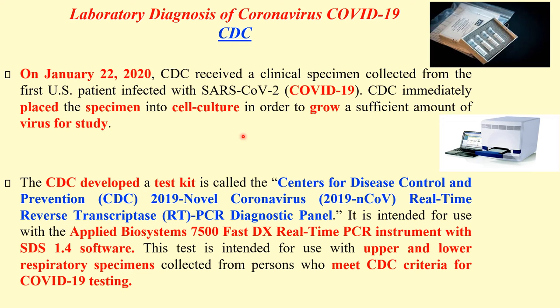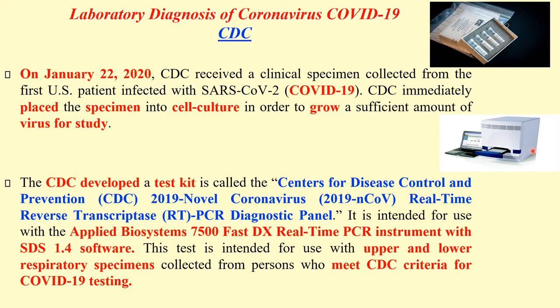Then after that, the Center for Disease Control developed a test kit. They call it the Center for Disease Control and Prevention, CDC 2019 Novel Coronavirus Real-Time Reverse Transcriptase RT-PCR Diagnostic Panel. So this diagram shows the first kit designed by the Center for Disease Control in America. And the Center for Disease Control specified that their kit is intended for use with the Applied Biosystems 7500 Fast Dx real-time PCR instrument with SDS 1.4 software.